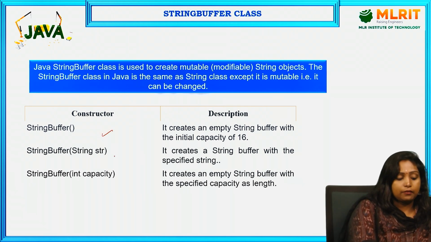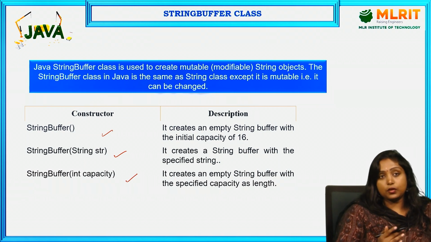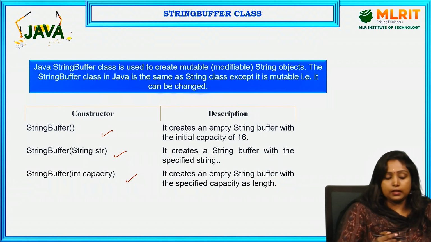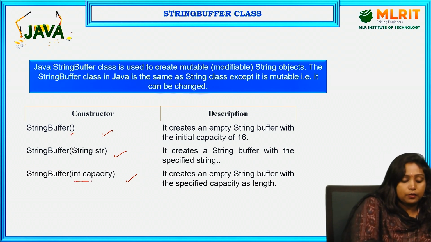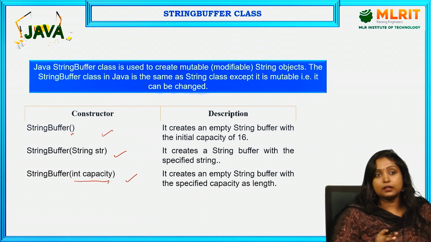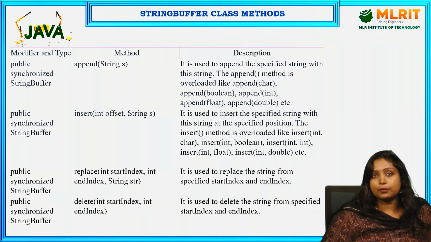You can have normal string buffers, and you can give a string as input or not give one, which is the default constructor, and you can also give the capacity. You can change the capacity length of the string also. And these are some of the StringBuffer class methods.